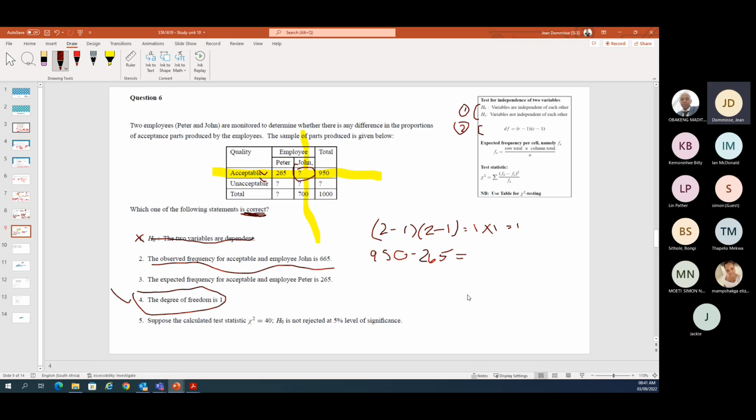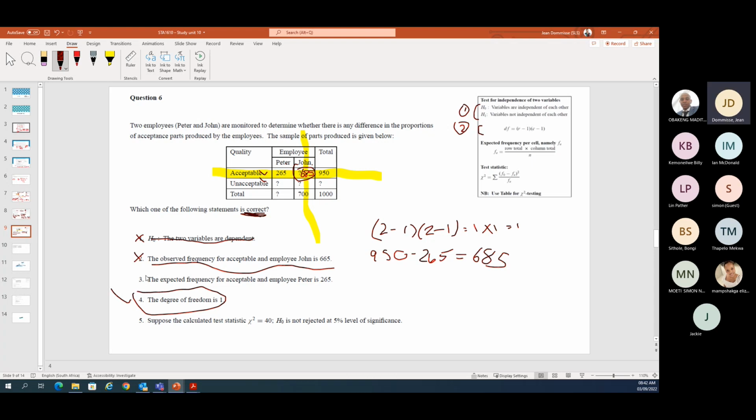minus 265 is 685. So again, that is wrong because that should be 685. Okay. And remember, that is observed. So observed is, if I ask us what is the observed frequency for acceptable and Peter, it would have been the 265. So observed is as is in the table.